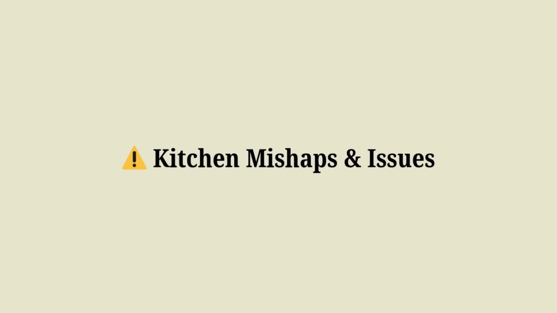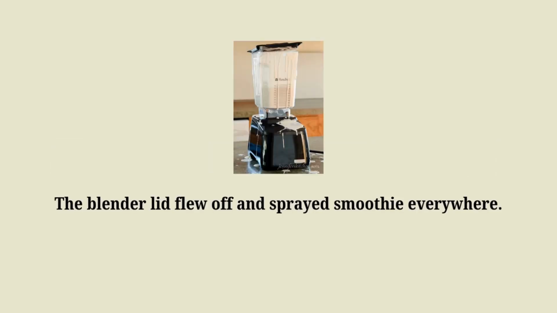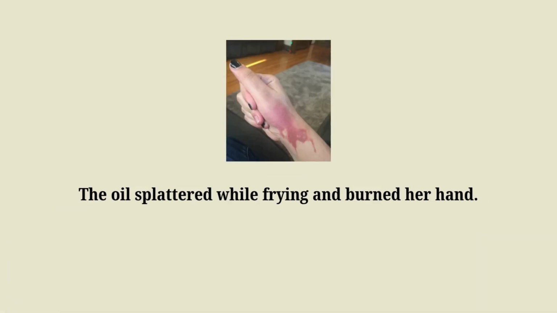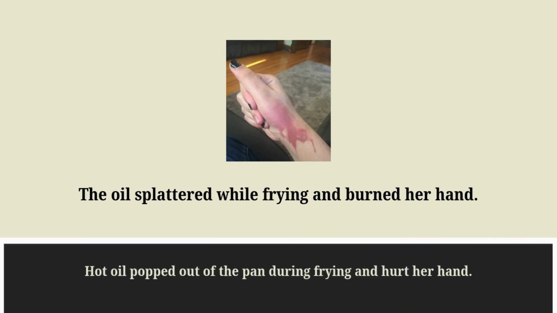Kitchen mishaps and issues. The blender lid flew off and sprayed smoothie everywhere. Flew off means came off quickly by accident. The oil splattered while frying and burned her hand. Means hot oil popped out of the pan during frying and hurt her hand.